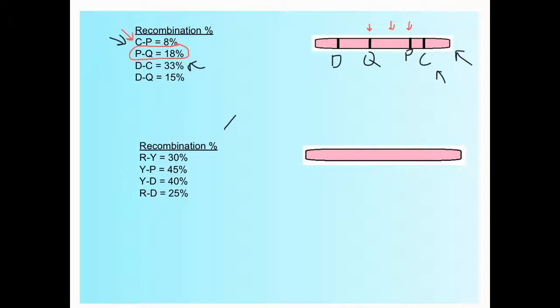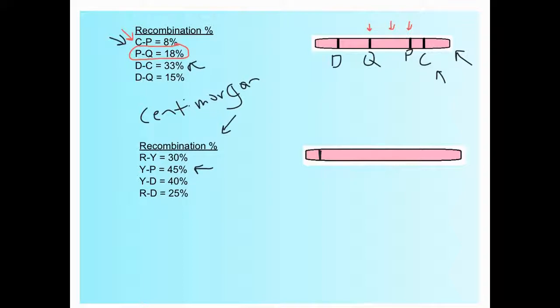All right, I'll try this one right here. Remember, key is start with the furthest away from each other. Y and P are 45, and these turn into map units called centimorgans. Do you have to know that? No, but some people like to know. Centimorgans. So Y and P are 45. They get separated from each other 45% of the time. That's huge. You know they're way far away.